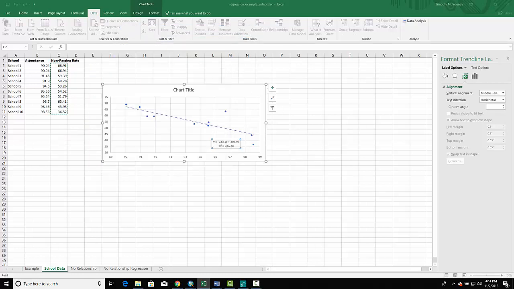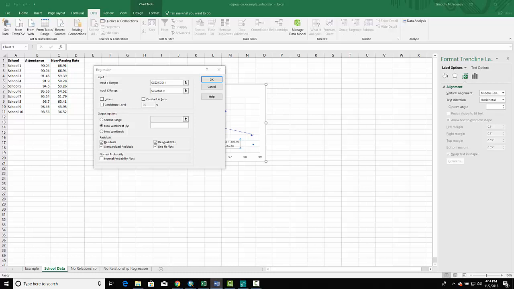There's also multiple regression. An example of multiple regression is where we have multiple variables to try to explain a single variable. So we might look at attendance and something else to explain non-passing rates. Because when we look at this equation, it's just y equals mx plus b. We can also have polynomial equations here. If we look at that Add Trend Line, we can actually fit it to a curve, like a polynomial, y equals ax squared plus bx plus c.